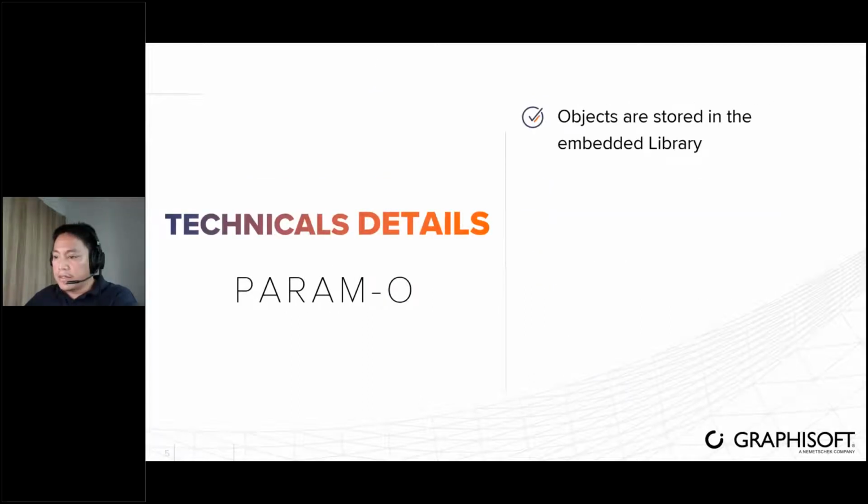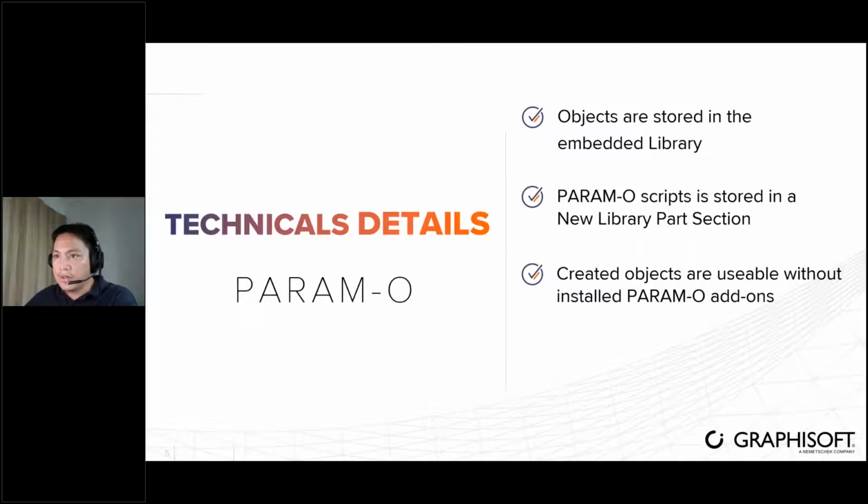Then technical details of Param-O. Param-O is stored in the embedded library as a .gsm file. A .gsm file is a native object format. Next, the Param-O script is stored in a new part library section, and then created objects are usable without the Param-O add-on installed. That means you could use the object even if you don't have Param-O installed.